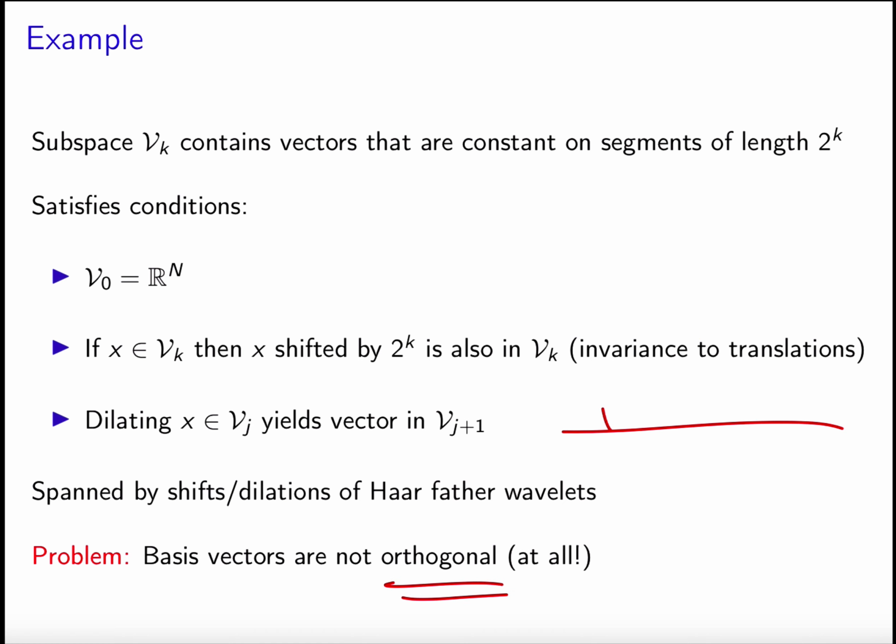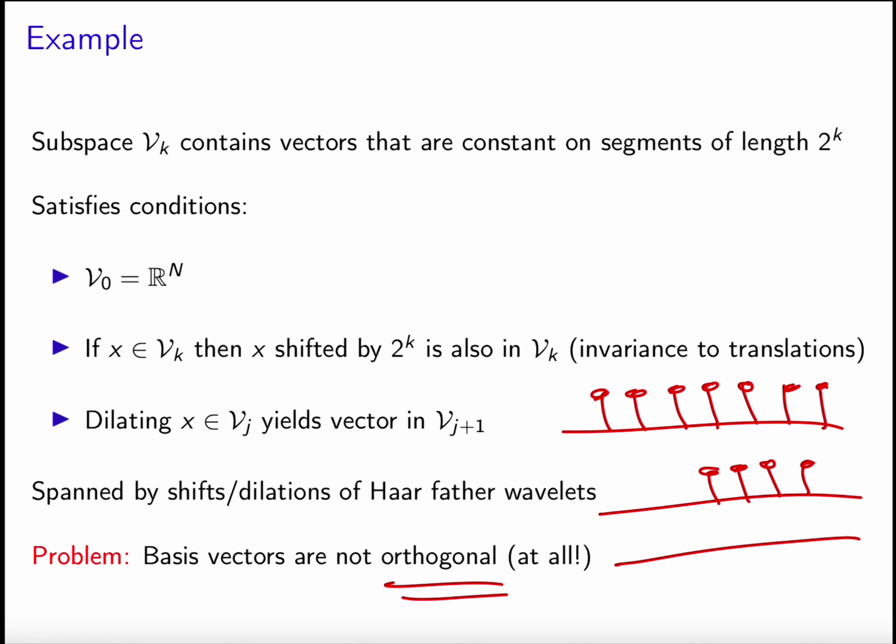So if we use this basis vector for a coarse scale, and then we use this basis vector and this basis vector for a finer scale, the problem is that this guy and this guy are really not orthogonal at all, which means that they're going to extract overlapping information from the signal.